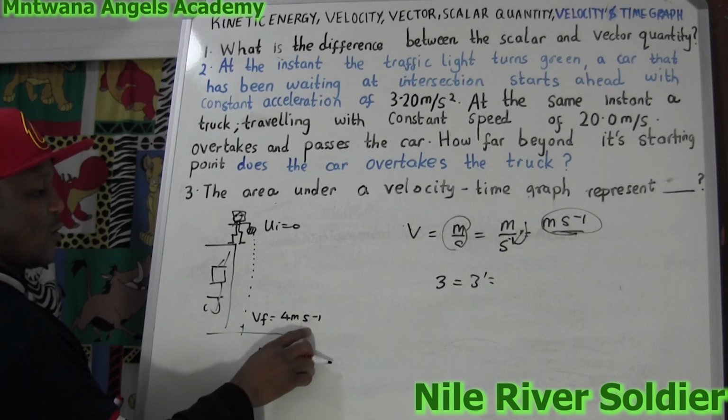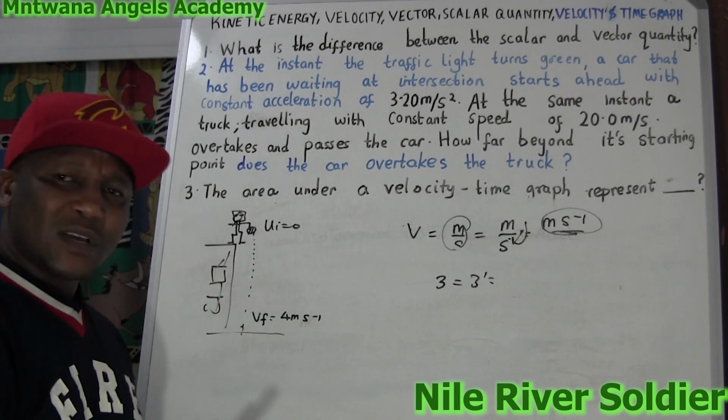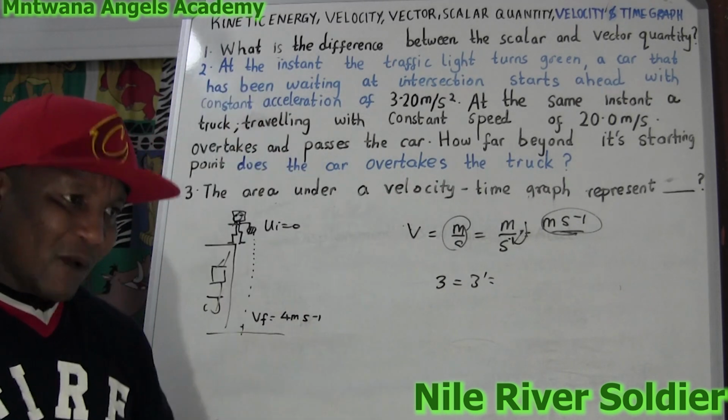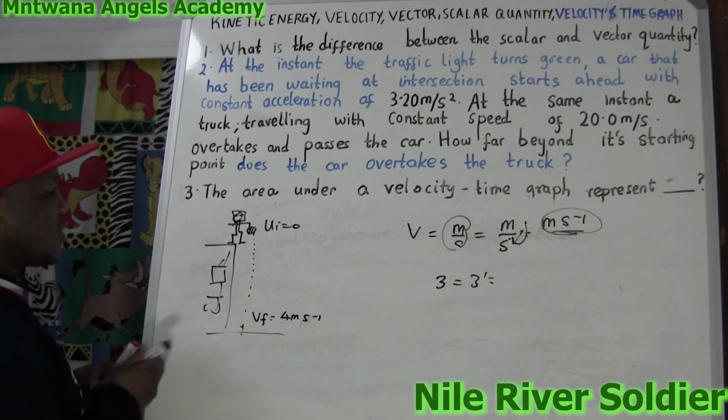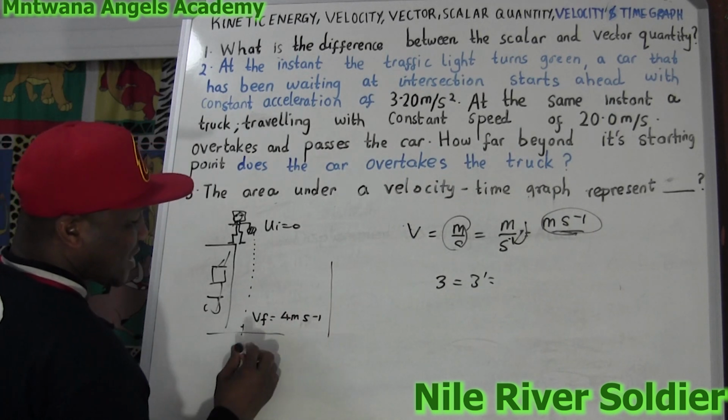So the final velocity is 4. Come on, let's think about it, guys. If you drop this ball and it goes to the floor, is it going to stick there like a magnet? It's not going to stick like a magnet. It's going to bounce and go up. So this ball, when it bounces, is going to go up again.